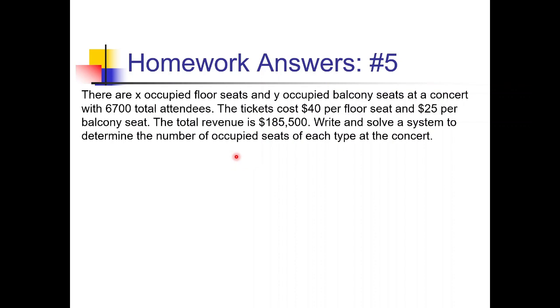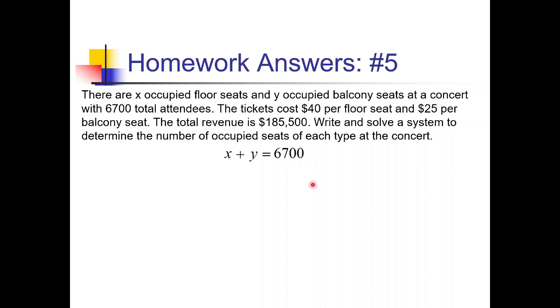So let's do an equation now for just the number of seats. We've got the number of floor seats, X, plus the number of balcony seats, Y, and that's all the seats, so that should add up to the 6,700 total attendees. And then, by the way, we're talking about occupied seats, not total seats. So just to be specific, these are only seats with people in them.